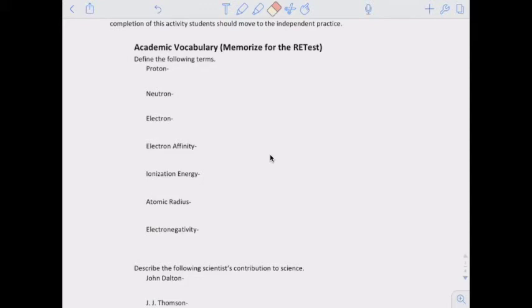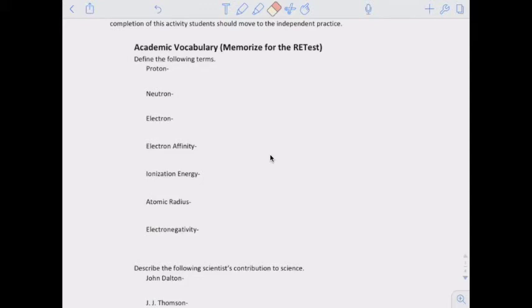Proton is a positively charged particle. It's located inside the nucleus. A neutron is the same mass as a proton, but it does not have a charge. It is neutral, and it's also located inside the nucleus.